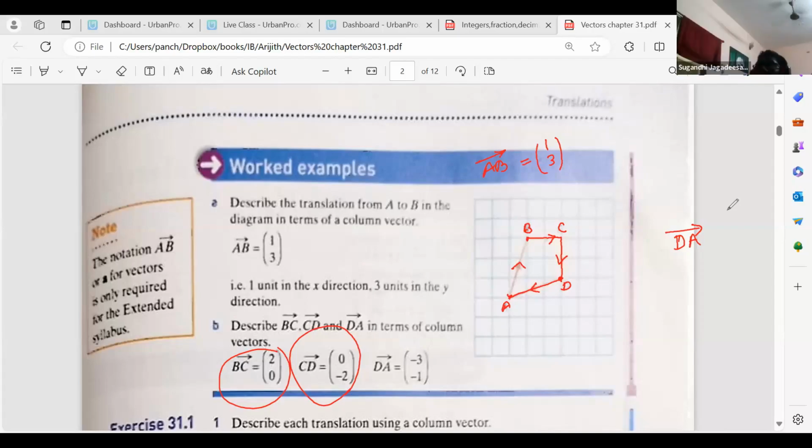If you have some doubt, you can draw a perpendicular at D and draw a perpendicular at A, and where they cut each other, you just imagine that. So this one is -1 and this one is -3. So (-3, -1) will be your vector representation. Got it?